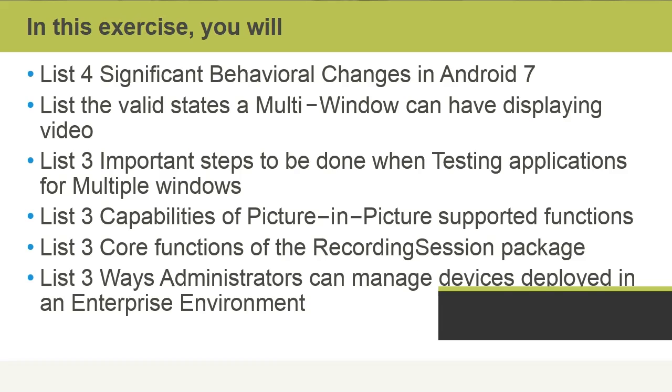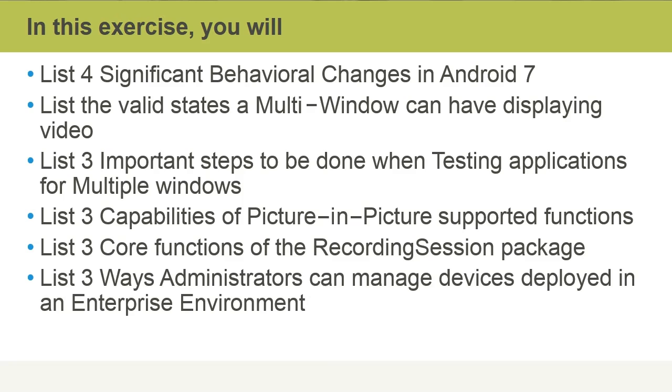So for the first one, we asked you to list 4 significant behavioral changes in Android 7. So if you had things like dozing feature, CPU optimization, RAM memory optimization, perhaps you might have had notification enhancements or enterprise work environment enhancements, any of those would have been acceptable answers.